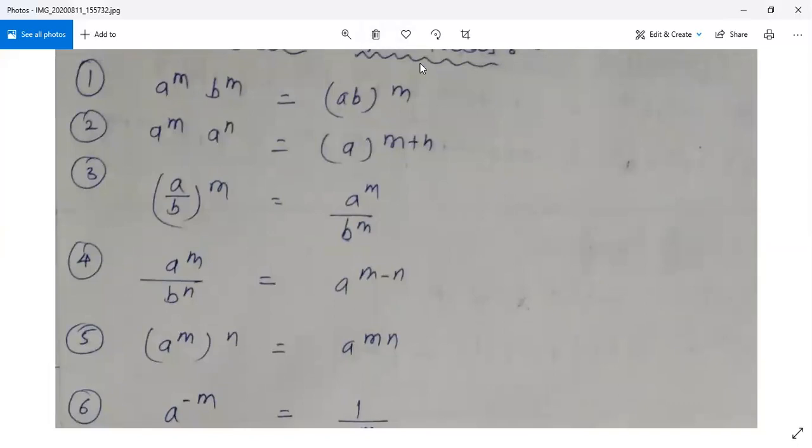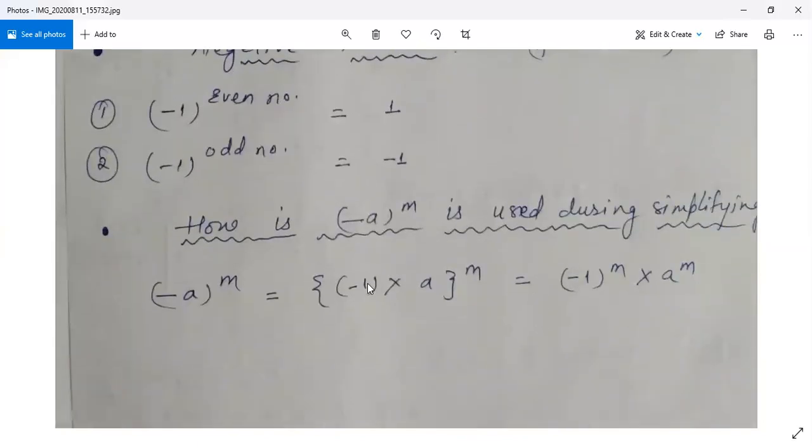Here, a into b, in the first formula, (a multiply b) whole to the power m. In that case, a and b become separated, and with a and b the power also gets separated. In the same way, here a into b is written combined. In place of a, it is written -1, in place of b, it is written a, and whole to the power m. So a and b will be separated with the same power. So (-1) to the power m into a to the power m is the required answer. This is the required formula. You should know this formula.